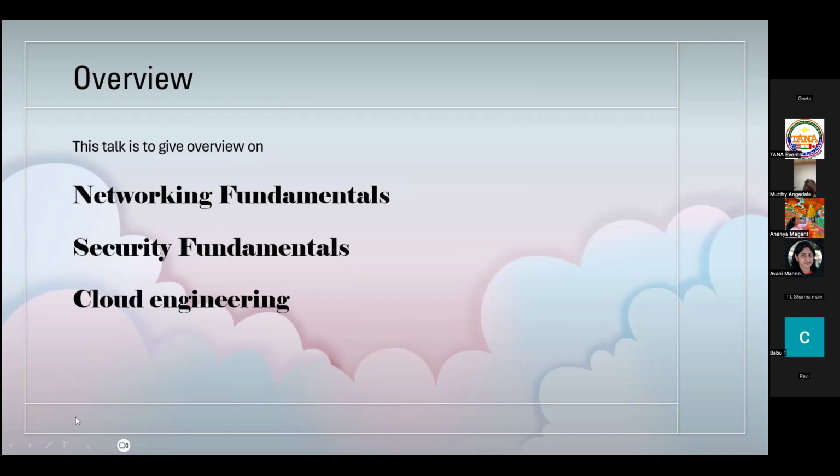But if we start from the fundamentals, then it is much easier to correlate or match what we are talking about. So I want to start from the fundamentals, so whoever knows, it's a recap, and whoever doesn't know, that's much better. They can start from there. So here I want to start from the network fundamentals, then go to the security fundamentals, then go to the cloud engineering. So that is the flow I would like to take.